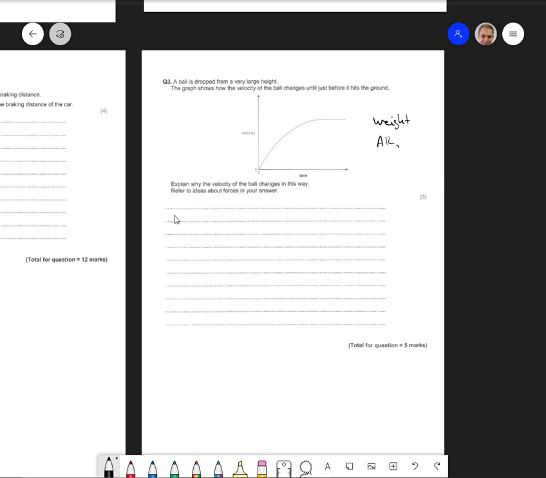So if we talk through what we want, we've got the weight. The weight is acting downwards initially, well, all the time. Okay, so therefore the ball will accelerate.